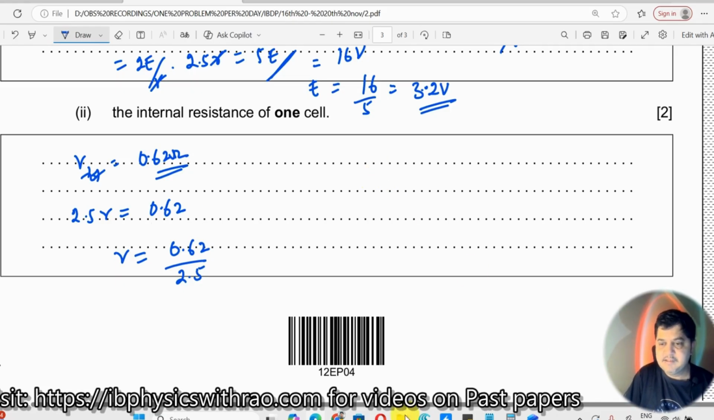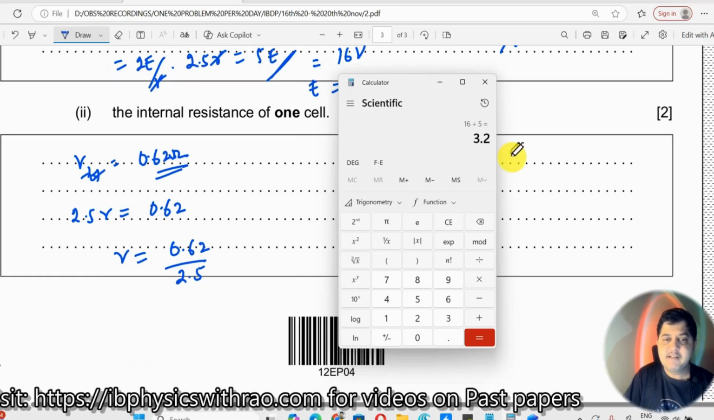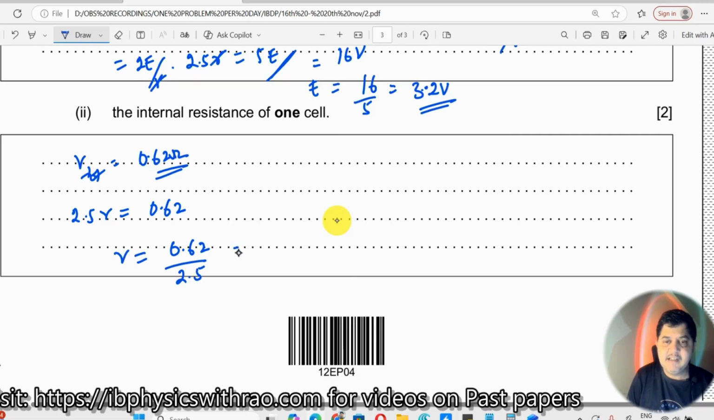So when I do this and calculate this value, what do I get here? I get 0.62 divided by 2.5 comes out to be 0.248, which is nearly 0.25 ohms. Thus the internal resistance of each cell is equal to 0.25 ohms.